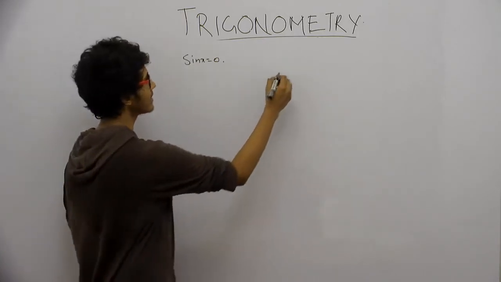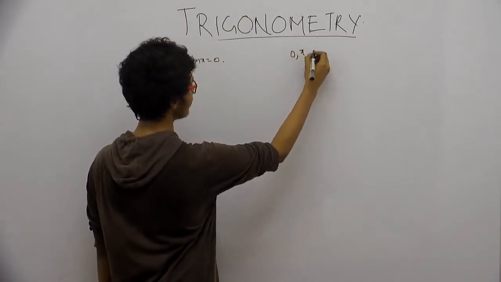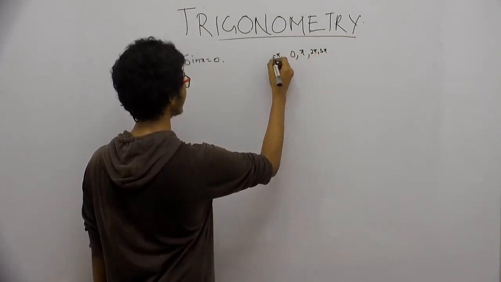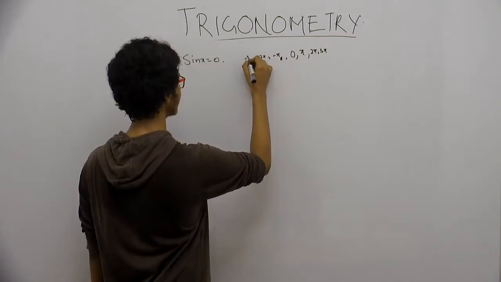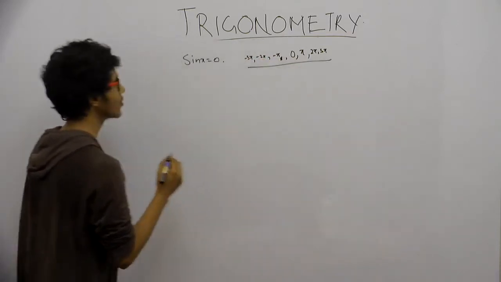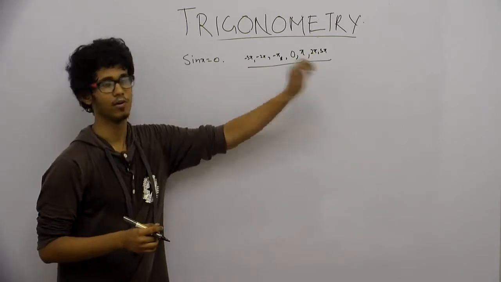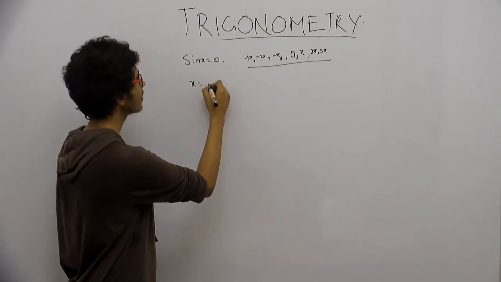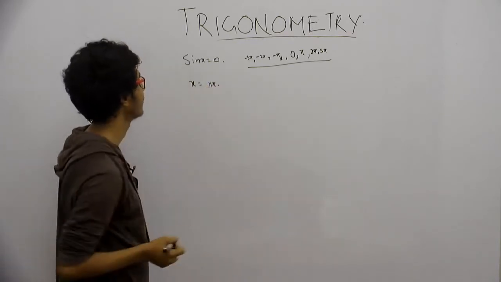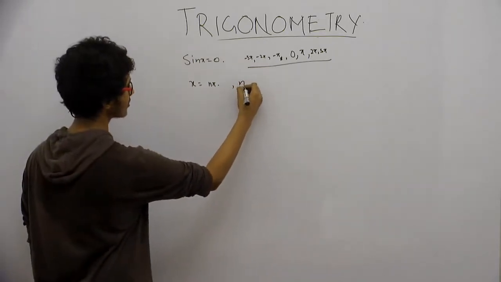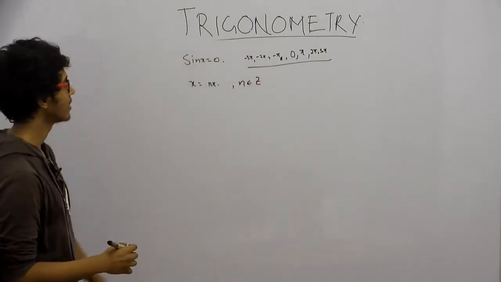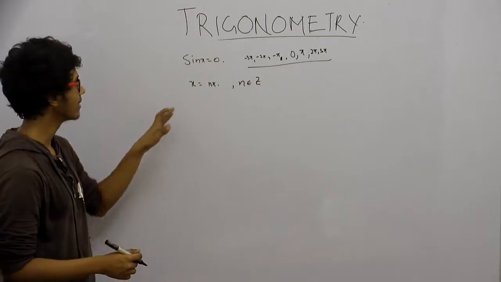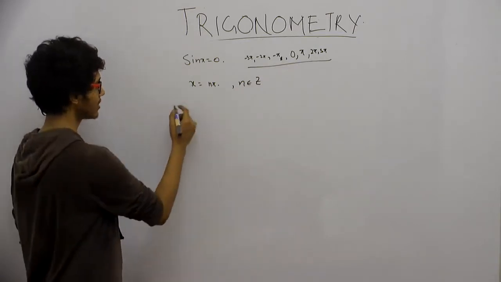We see that sin x is only 0 at 0, pi, 2 pi, 3 pi, similarly negative minus pi, minus 2 pi, minus 3 pi, and so on. So how do we generalize this form? We simply write that x is equal to n pi, where n belongs to integers. Okay, n can take any natural number, 0, or any negative integer, and sin x would always give us 0. This was for sin x equals 0.